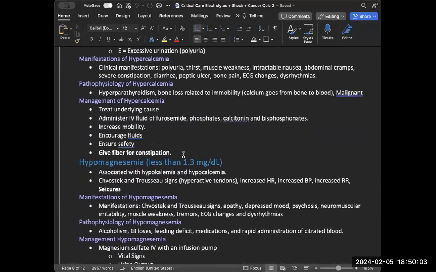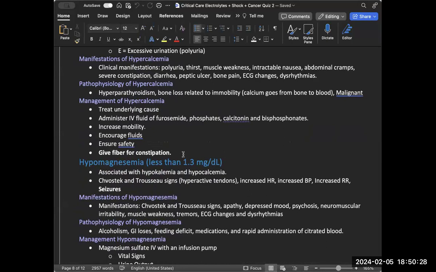So hyperparathyroidism is going to cause hypercalcemia, but in return, it's going to cause hypophosphatemia. Immobility, right, can cause calcium to leave the bone and go to the blood, and malignant reasons like cancer.